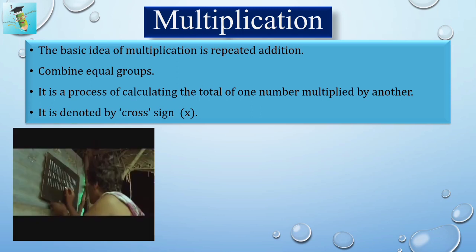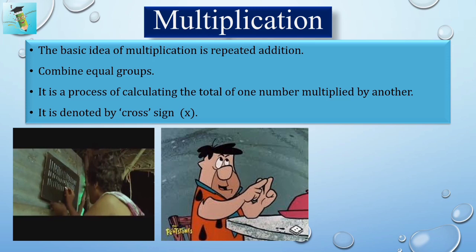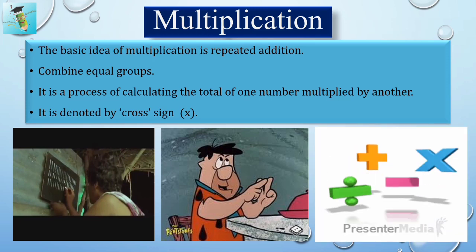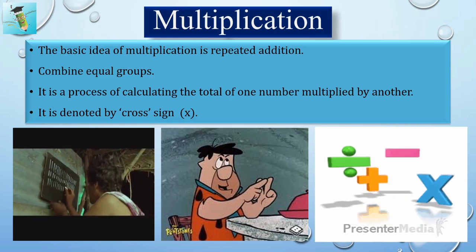See, with these tally marks, it is not easy to calculate for larger numbers, isn't it? And counting with the fingers is also not possible. So that is why we moved on to multiplication.